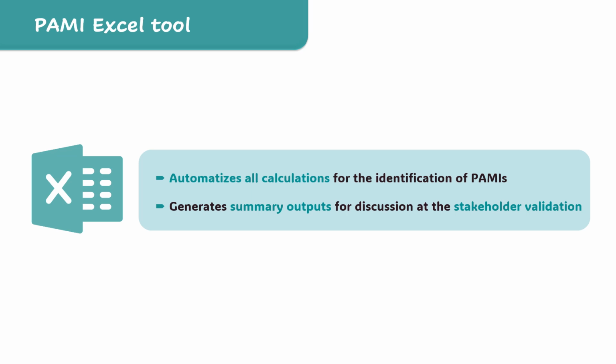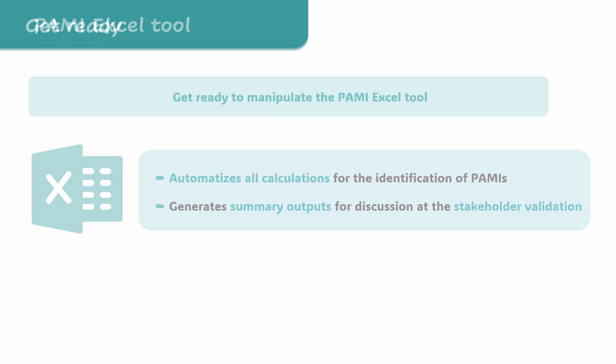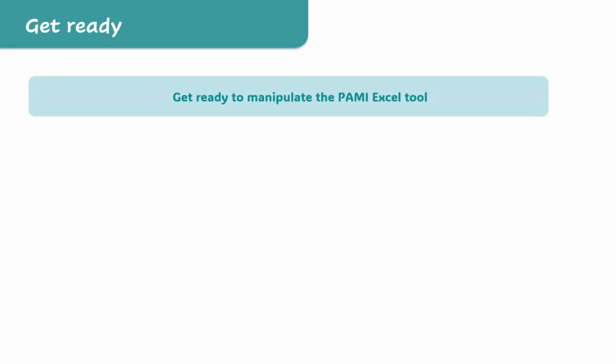The GTFCC PAMI Excel tool is here to help you identify PAMI for cholera control. It automatizes all calculations for the identification of PAMI, and it generates summary outputs for discussion at the stakeholder validation. We encourage you to manipulate the PAMI Excel tool while you are following this module.